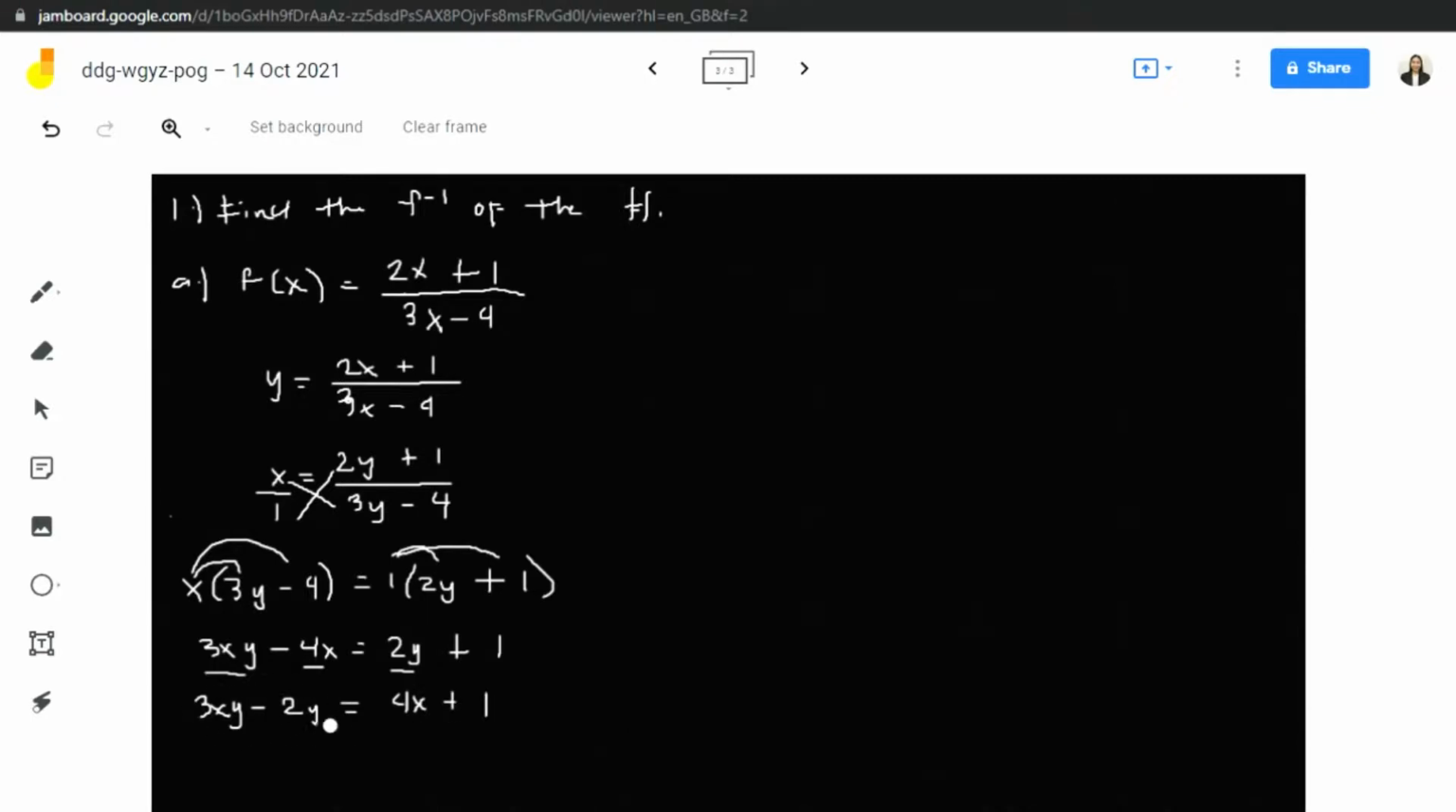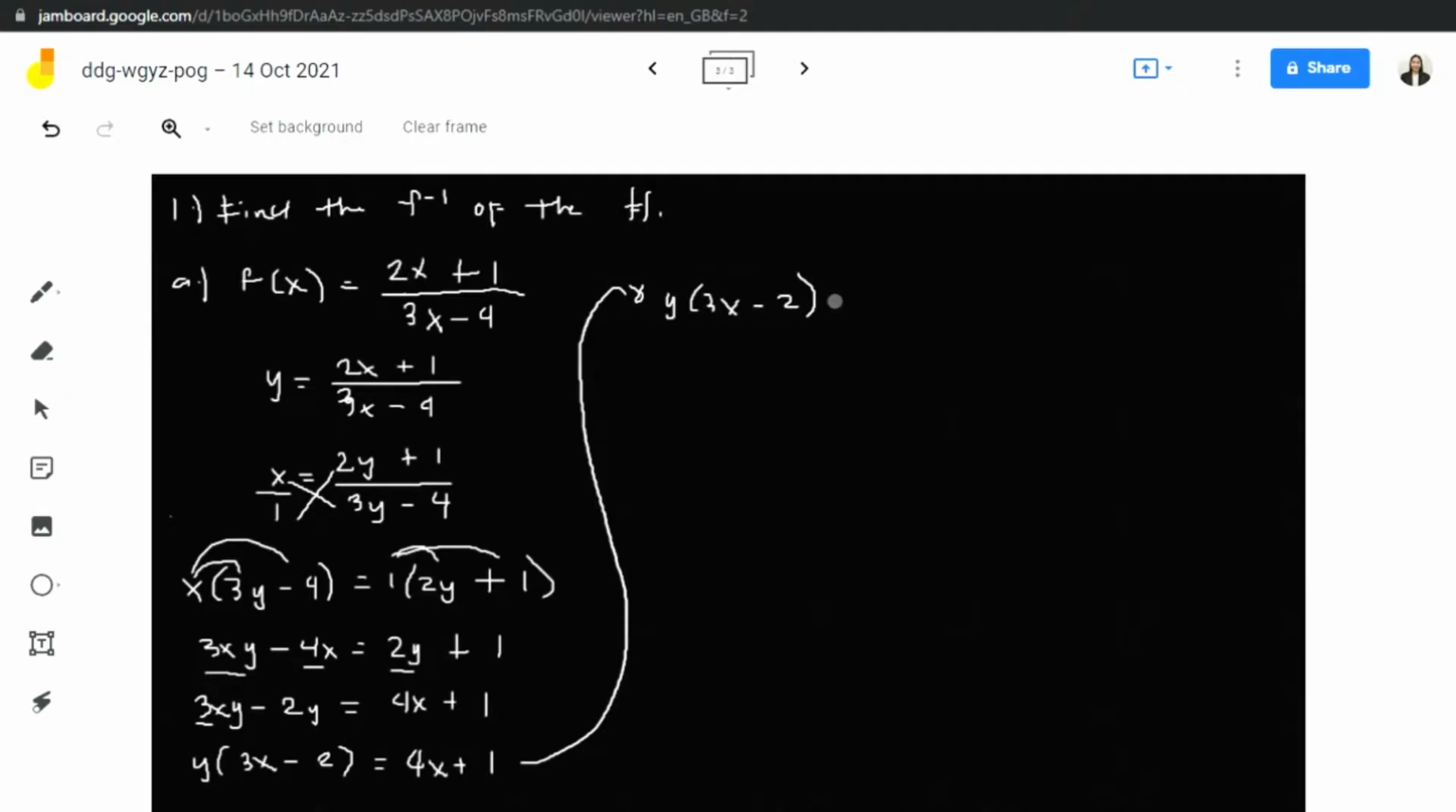Now take a look at these terms. They do have a common factor, which is y. So we have to factor that out. Take out y, and we're left with 3x. Copy the operation, subtraction. Take out y, so we're left with 2. y times 3x, that's 3xy. y times negative 2, that is negative 2y. So we just simply factored it out. Let's copy 4x plus 1. Now let's continue. We have y times 3x minus 2 equals 4x plus 1.